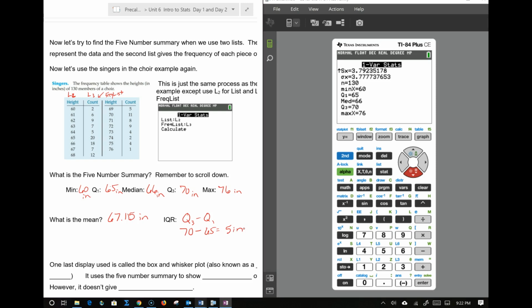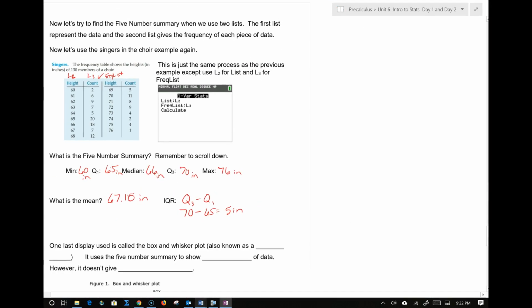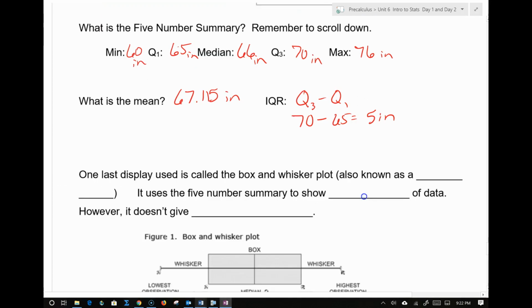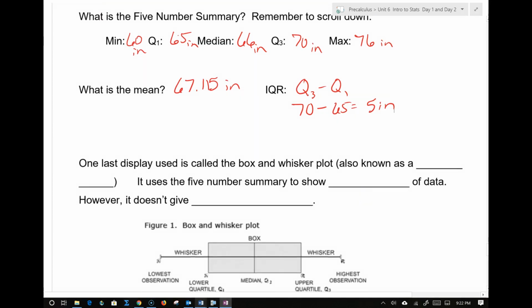All right. So we're going to keep on going. And we have one last display I want to talk to you guys about. Let's see if I can get this to go down. Nope, it does not want to go down. So we're going to do a different route here. Do that instead. We're going to do what's called the box and whisker plot.